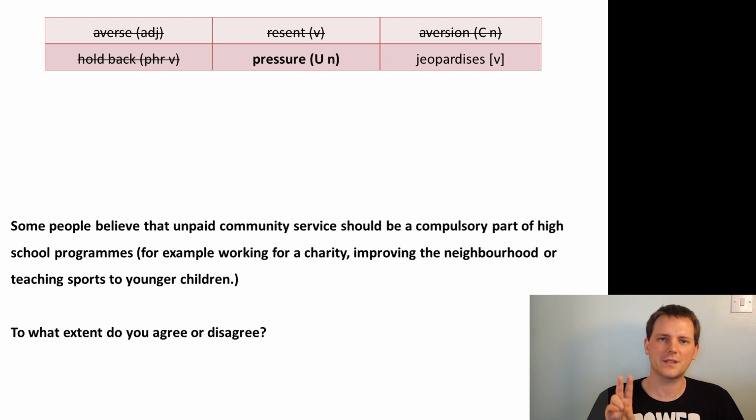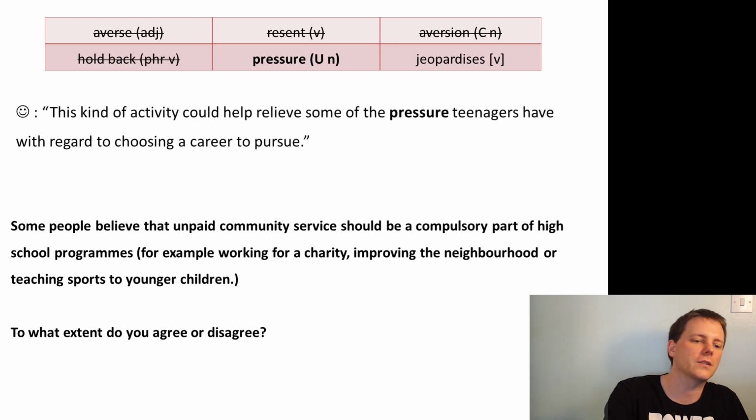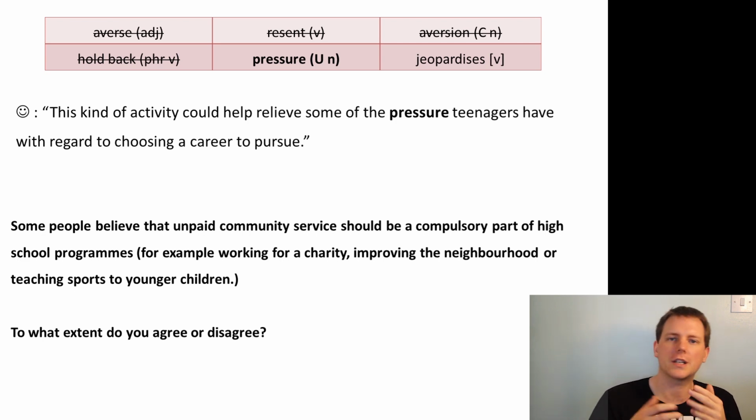So 2 sentences, agree and disagree for this one. Okay, let's have a look. This kind of activity could help relieve some of the pressure teenagers have with regard to choosing a career to pursue. Right, okay. So an interesting collocation that you can have with pressure is something can relieve pressure of something, is what you can say.